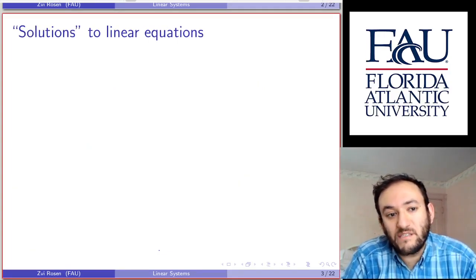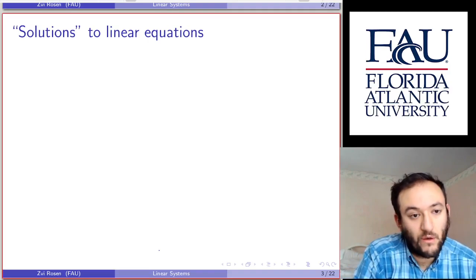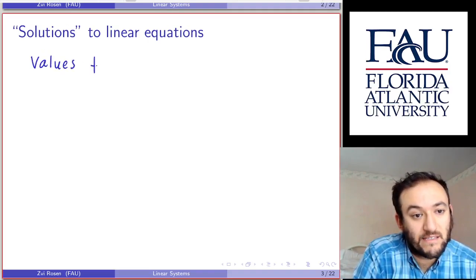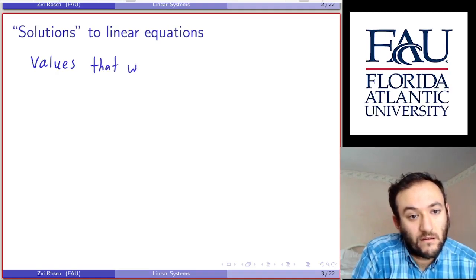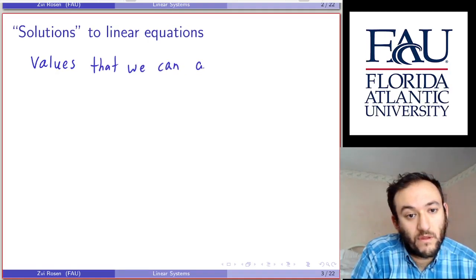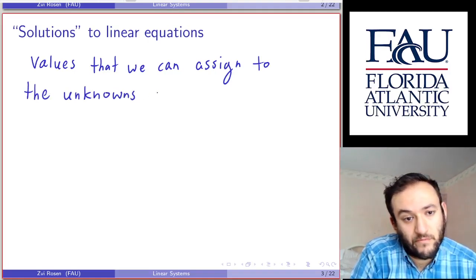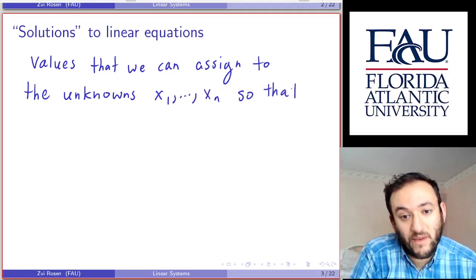What do we mean by solutions to linear equations? Well, these are values that we can assign to the unknowns x1 through xn so that the equation remains true.